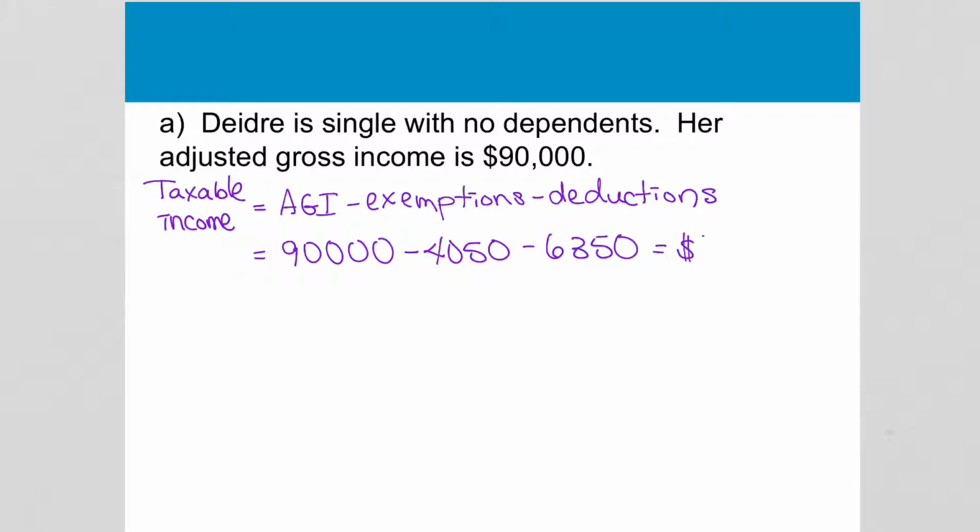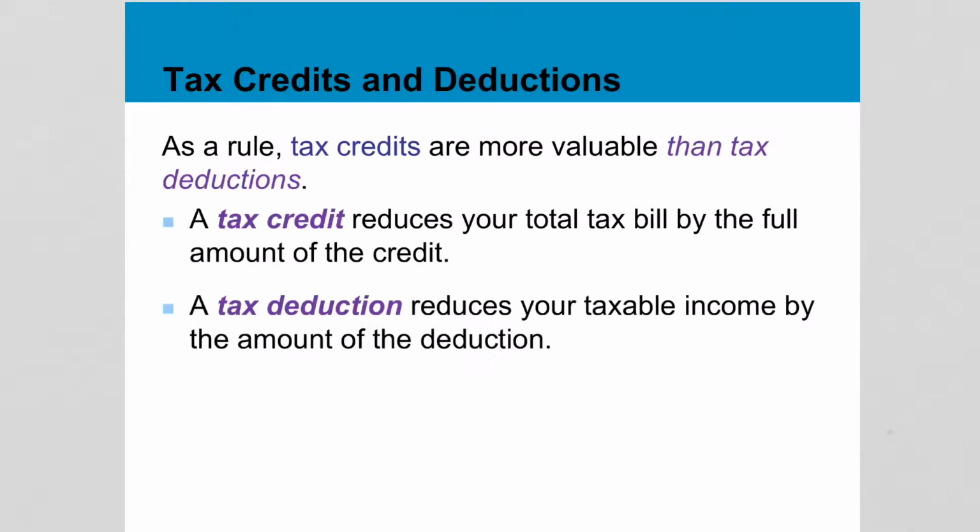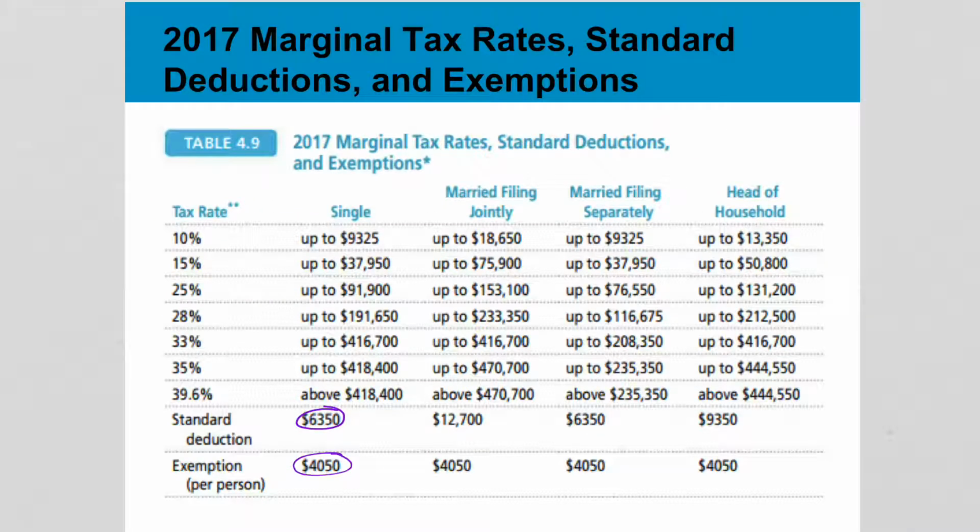And so her taxable income is $79,600. So we look and see where that puts her. $79,600 puts her in the up to $91,900 bracket. Okay, but like I said, it's not 25% of $79,600. First, it's 10% of $9,325.